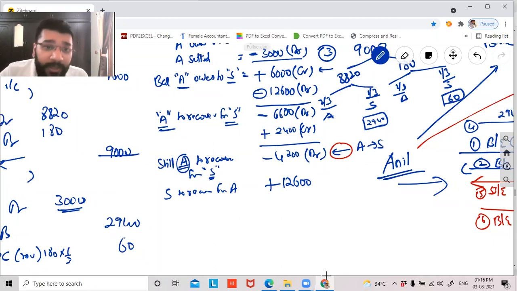So guys, this 4,200 Sanjay has to pay to Anil, and this 12,600 Anil has to pay to Sanjay. It is opposite. So in net, who will pay to whom? In net, who is supposed to pay whom?